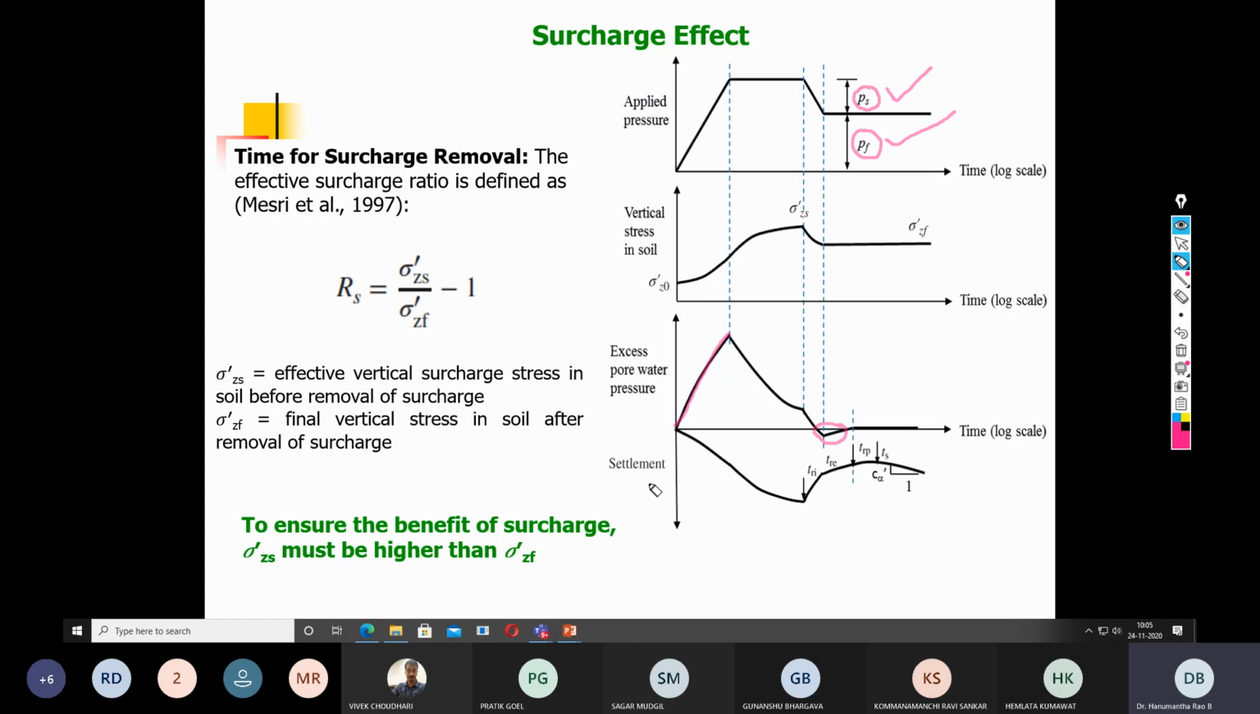Similarly, there are changes in the settlement. As you induce the surcharge load, there is progress in the settlement, a continuous increase in the settlement. And when you remove the surcharge load, you can see some kind of rebound. As we have seen in the previous slide, how to calculate CR and how to calculate CS can be understood from this graph.